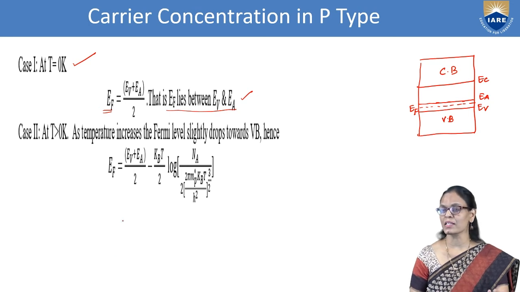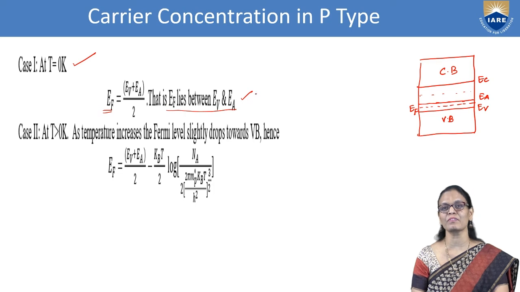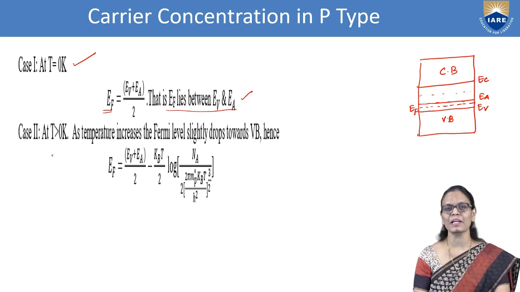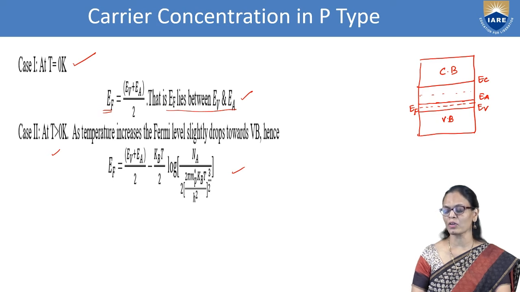Means, in an intrinsic semiconductor, the Fermi level lies exactly in between the energy gap. But because of adding an impurity, P type, the Fermi level is shifting towards the valence band. So, it lies between EV and EA. And at any temperature more than 0 Kelvin, we have the general expression. Then what happens at any temperature? As the temperature increases, the Fermi level slightly drops towards the valence band. So, now this is at the center of EV and EA, we have seen lies in between. Now, if you keep on increasing the temperature, what happens? This Fermi level will shift towards the valence band.